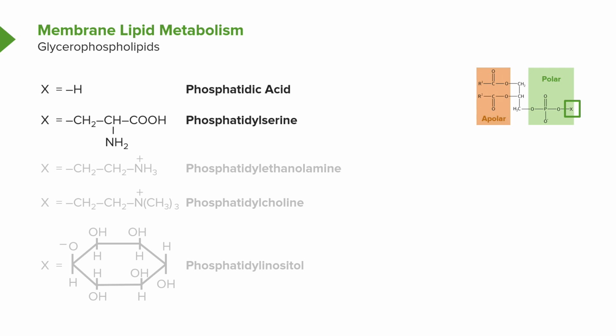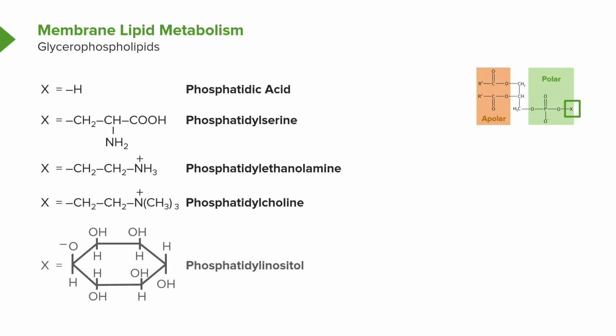If X is a serine, as you can see here, then the compound that results is phosphatidylserine. Serine, of course, is an amino acid. If the X is an ethanolamine, we have a phosphatidylethanolamine. If the X is a choline, we have a phosphatidylcholine. And finally, if the X is an inositol, we have a phosphatidylinositol. Now, in contrast to the other additions above phosphatidylinositol, the inositol itself does not ionize, but it is a very polar compound thanks to the hydroxyl groups that are on it.